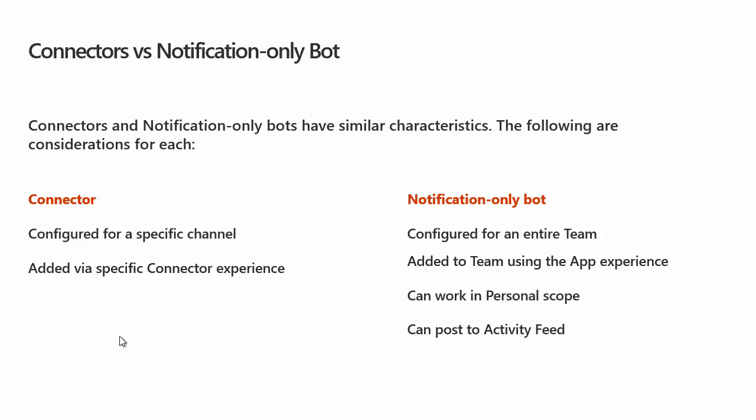However, a notification-only bot requires you to actually create a bot and register a bot and do all the bot framework type things that are necessary to send messages to a channel and/or to a person. A connector generates a webhook URL, and your application can then make a post to that webhook URL to send information. So the back-end onboarding experience for connectors is much simpler than building a bot. They have similar capabilities and similar functions, so choose the one that is best for your scenario.